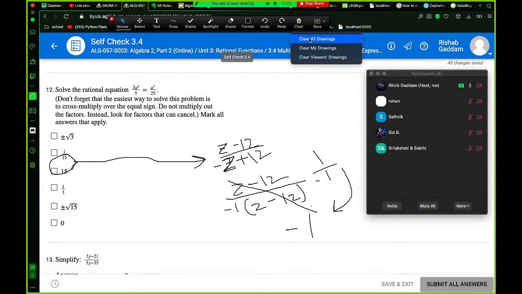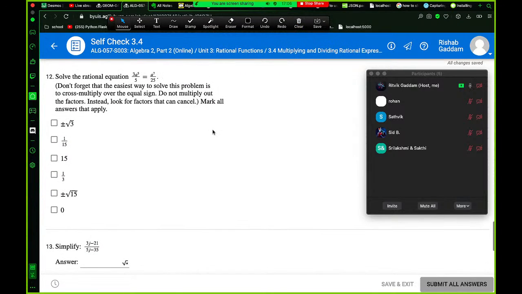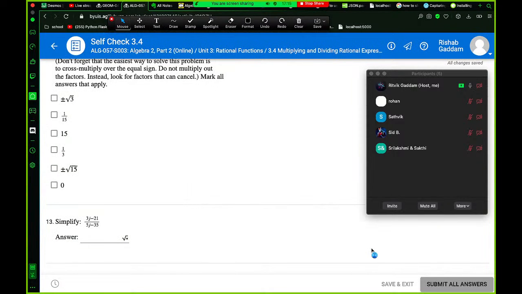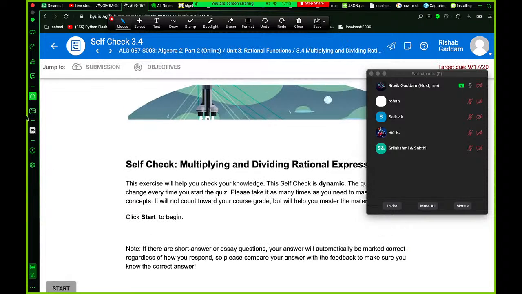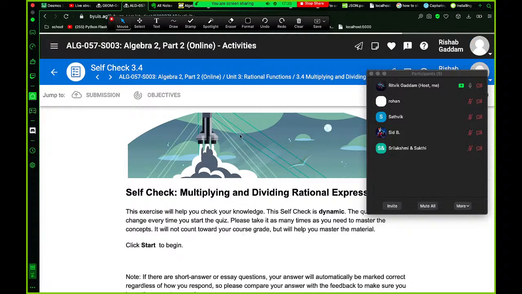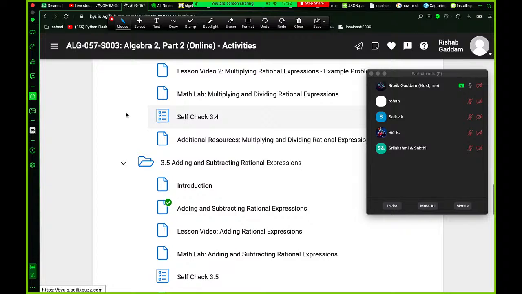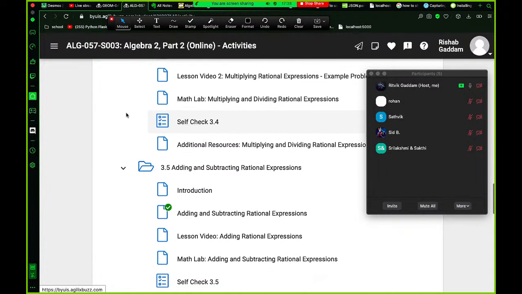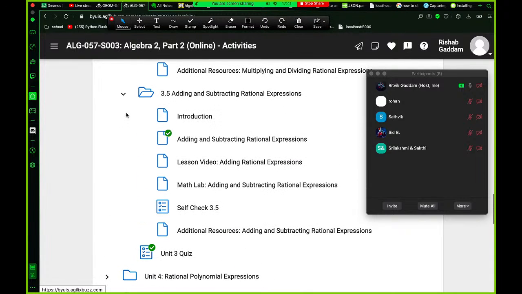Just clear the screen. Okay, so I think we've done enough practice for 3.4. Let's move on to 3.5. Okay, so we're gonna move on to 3.5.